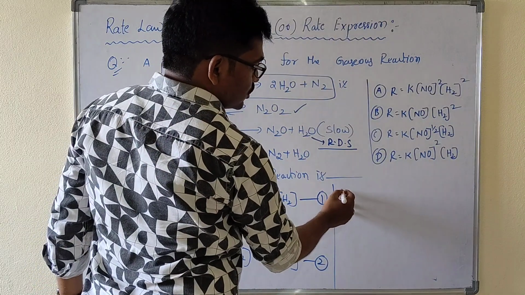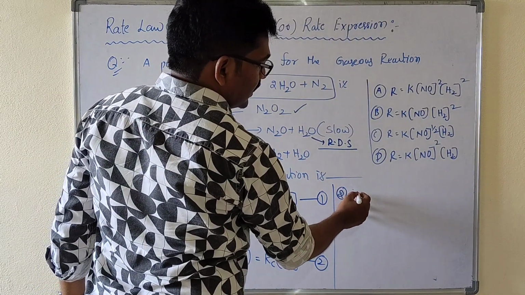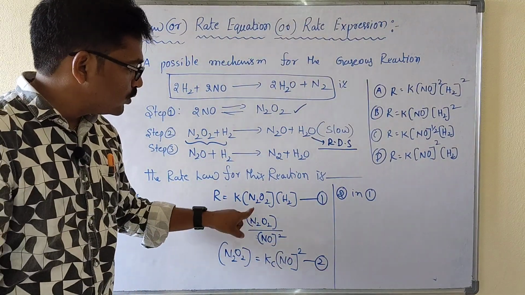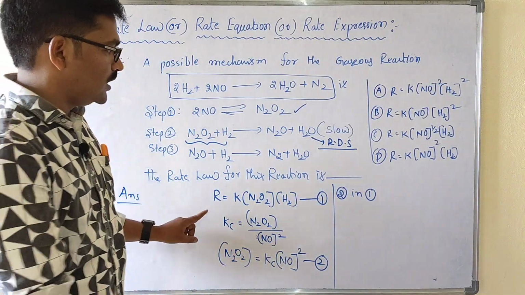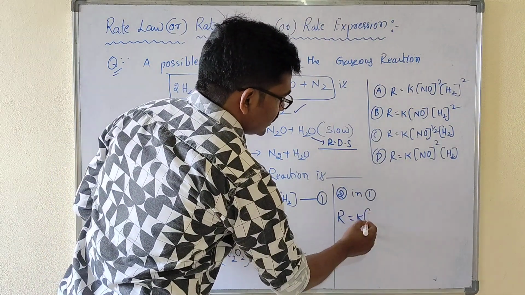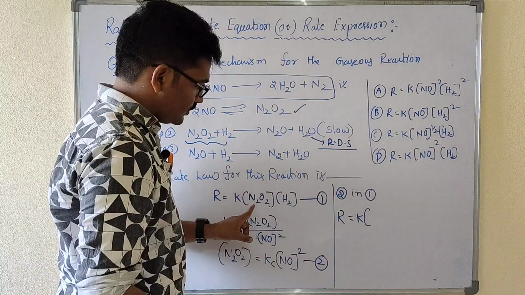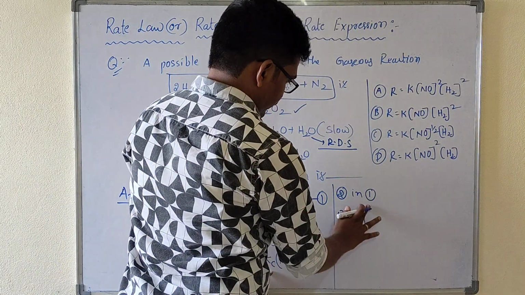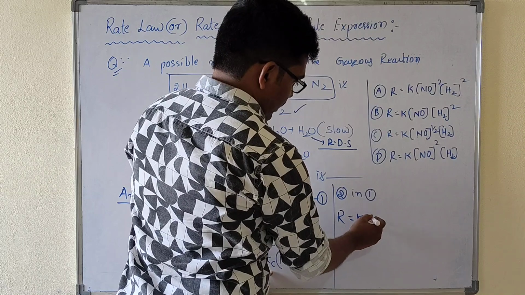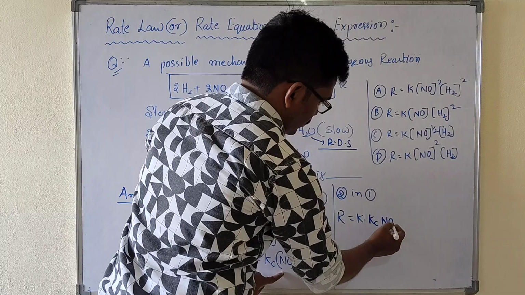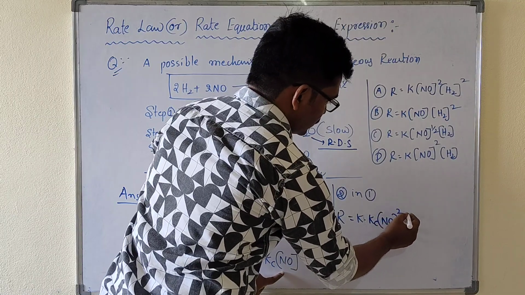What I told, equation 2 in equation 1, equation 1లో substitute చేయండి. ఇన్ ద ప్లేస్ ఆఫ్ N2O2, ఈ N2O2 ప్లేస్లో substitute చేయండి. సో ఏమవుతుంది? R equals K into, sir, in the place of N2O2 if you substitute this, then what you can get? K into Kc, then NO whole to the power 2.